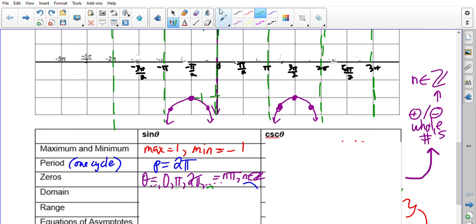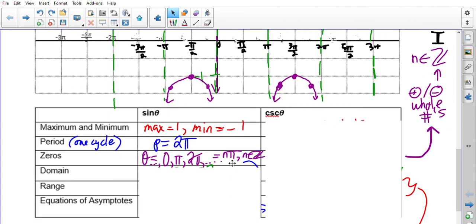In your textbooks, though, sometimes your textbook will write it as a capital I. Obviously, that one seems nicer, but in the regular world of mathematics, it's usually the Z, so I want you to be able to recognize both. So when we say n is an element of integers, we're saying it's all positive and negative whole numbers. So I could plug negative 10 in there, and negative 10 pi would represent a zero. I could plug in 5, 5 pi, yes, that would be a zero. So it's unlimited, and that's why we can write it with this equation.